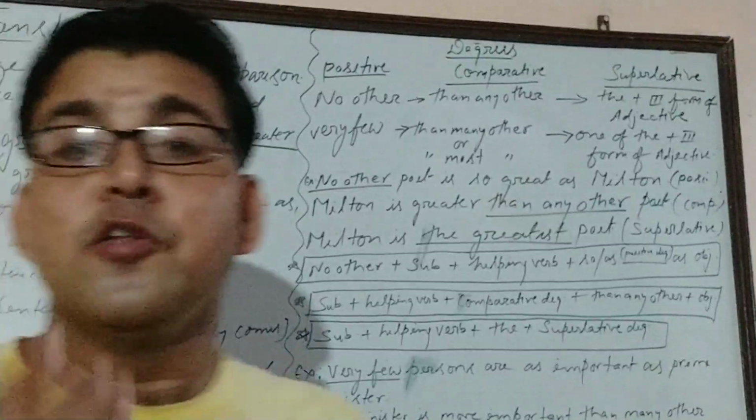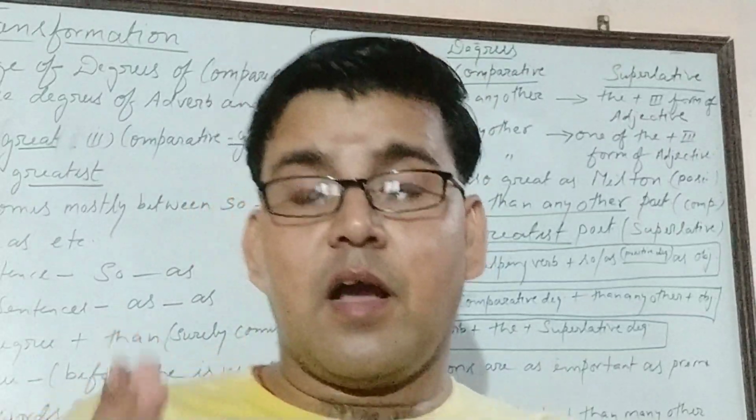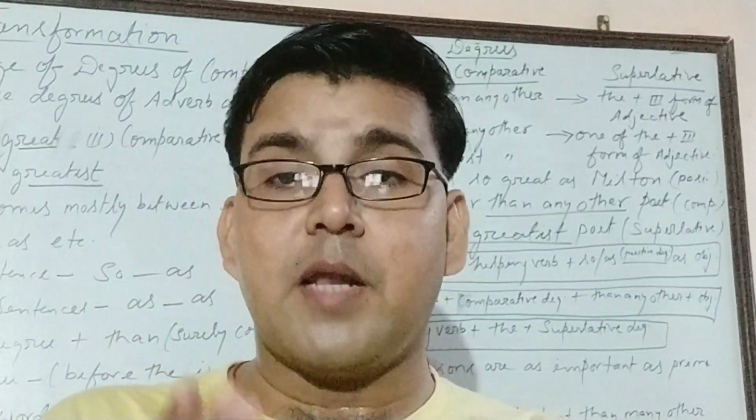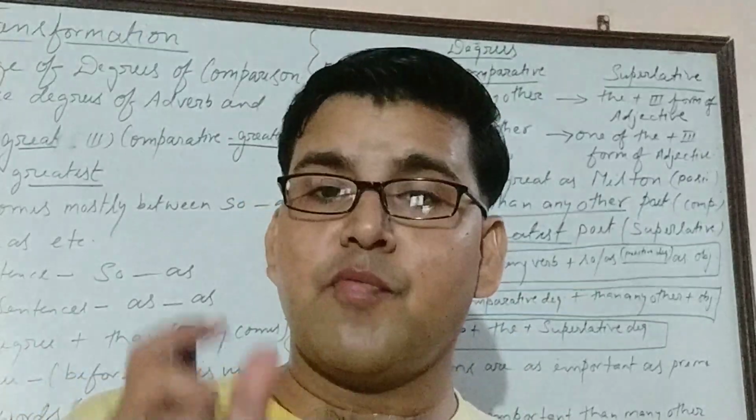So this is the fixed combination of the words. Like if it is "no other", then "no other" will change into "than any other". If it is "very few", then "very few" will change into "than many" or "than most other". This is the fixed combination.